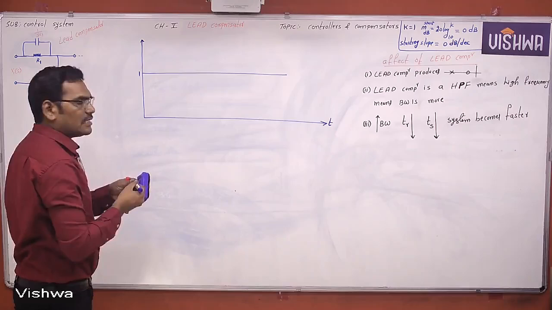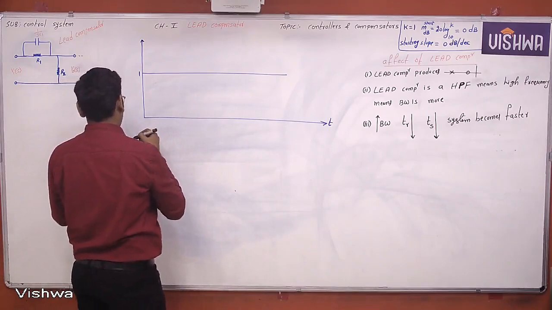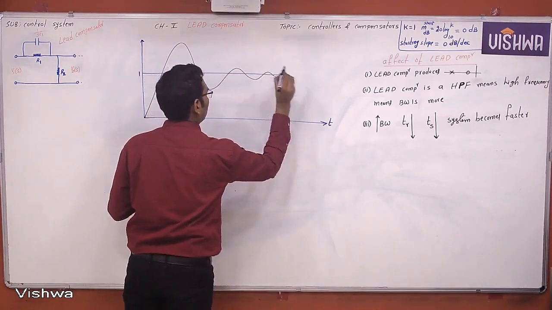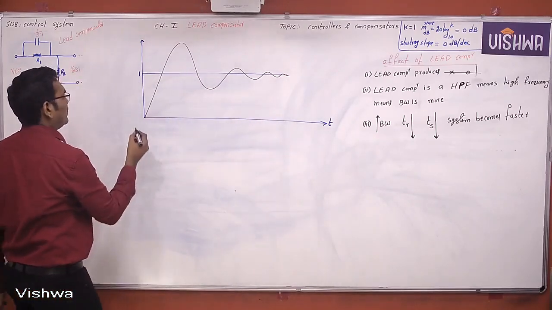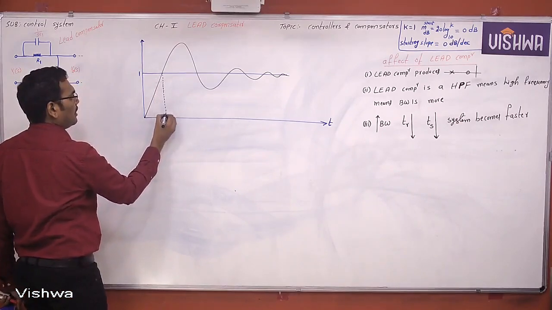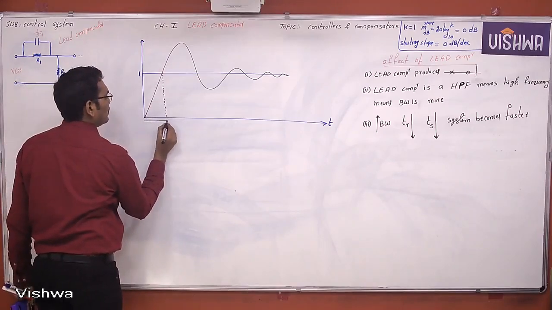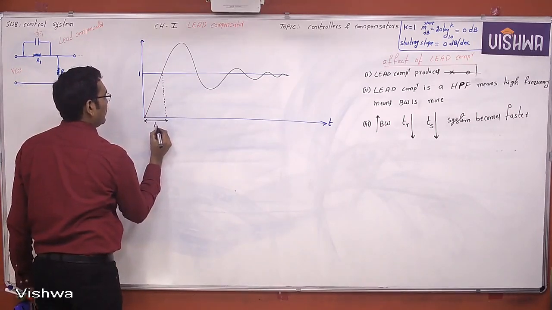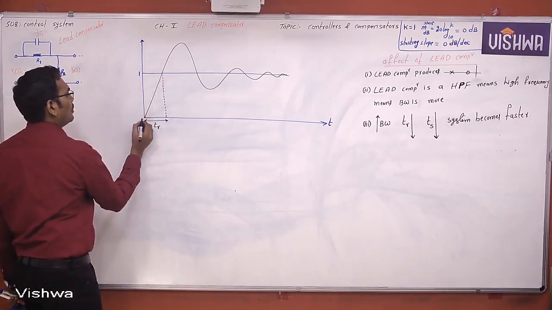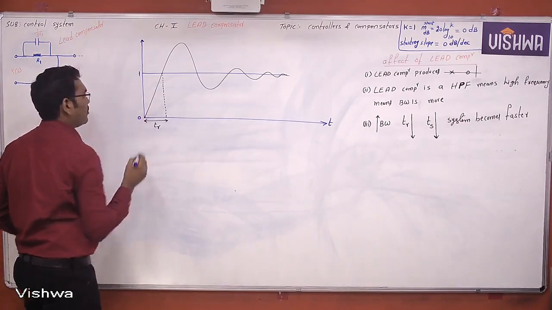Now, I take a reference response as the underdamped response. This is the time taken by the response to rise from 0 to 100%. The time taken by the response to rise from 0 to 100% is called the rise time. Is it right or not? The time taken by the response to rise from 0 to 100% is called the rise time.